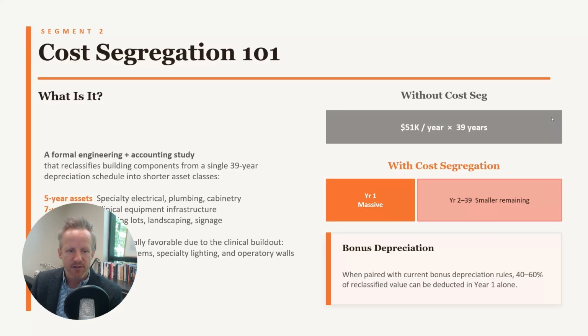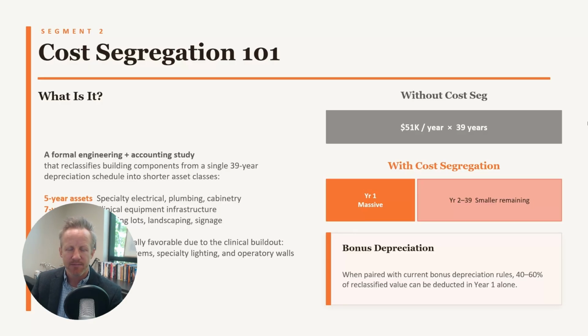All right, dental offices are especially favorable due to the clinical build-out. Dental chairs, suction systems, specialty lighting, and operatory walls. These things all qualify. Now, let's look at an example here of a doctor who buys their building, or they buy a shell and do a build-out, and this applies to both.